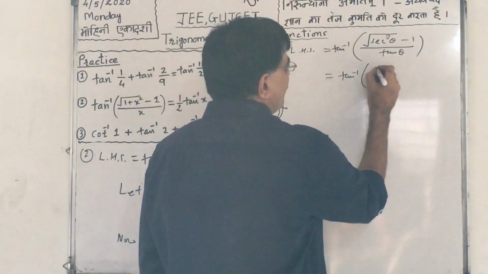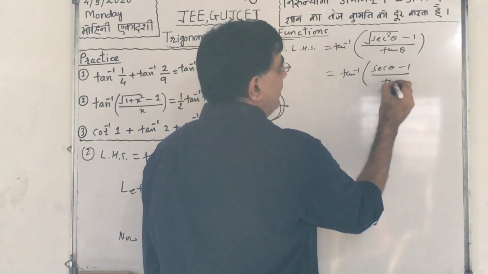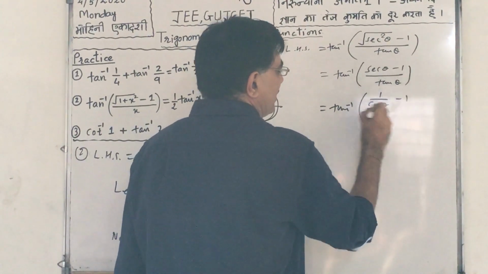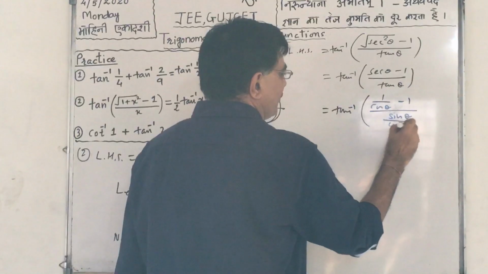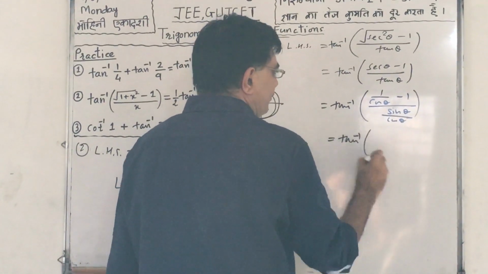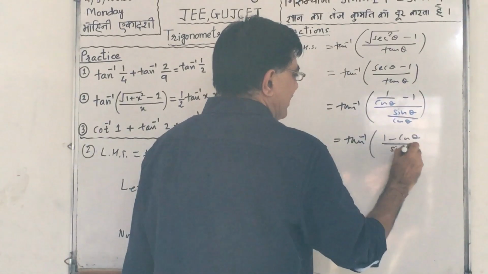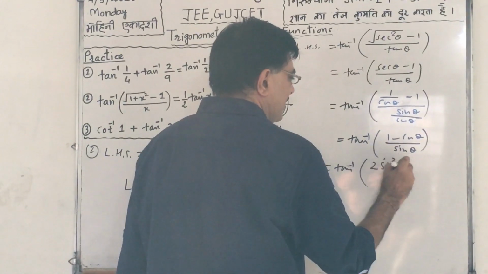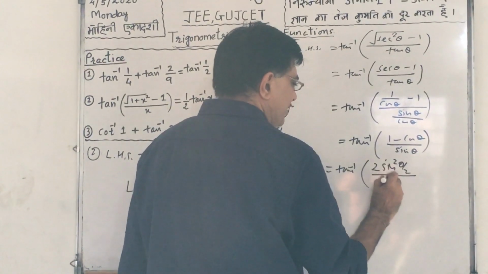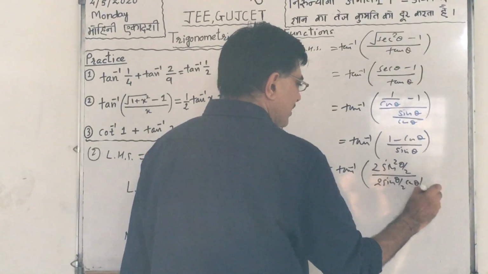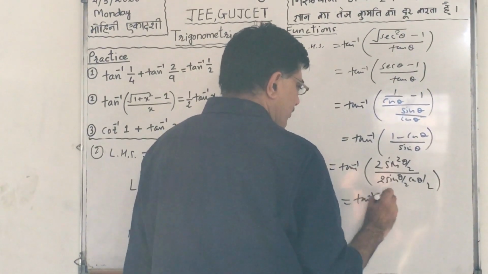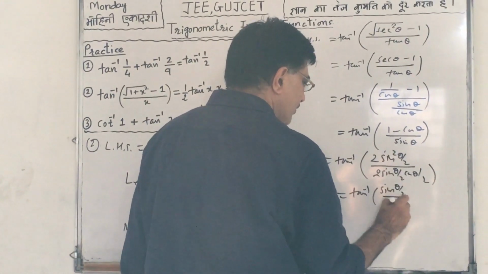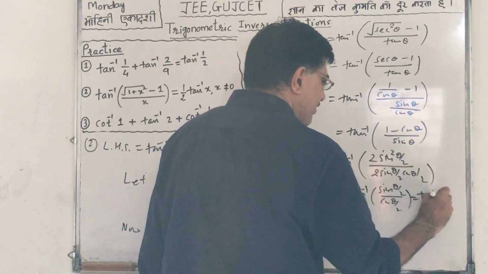So tan inverse of (sec theta minus 1) upon tan theta equals tan inverse of (1 upon cos theta minus 1) upon (sin theta by cos theta), equals tan inverse of (1 minus cos theta) upon sin theta. 1 minus cos theta is 2 sin square theta by 2, and sin theta is 2 sin theta by 2 cos theta by 2. So that will be tan inverse of, 2 cancels, sin theta by 2 cancels, sin theta by 2 upon cos theta by 2, which equals tan inverse of tan theta by 2.